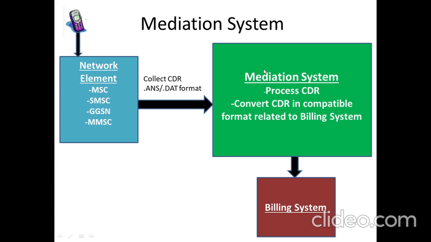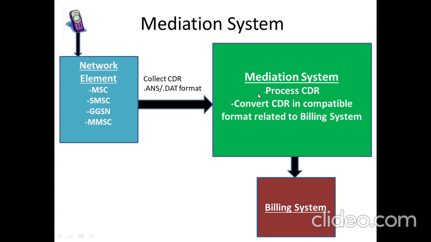the mediation system needs to provide all the CDRs to the billing system. For example, if the billing system wants all the files in .DAT format, then the mediation system needs to convert the ASN format files into .DAT format and then provide them to the billing system, right? So the main task of the mediation system is to process the CDR. Processing CDRs means whatever data is collected in the CDR in raw format needs to be converted into a format compatible with the billing system. This is the main or basic task of the mediation system.